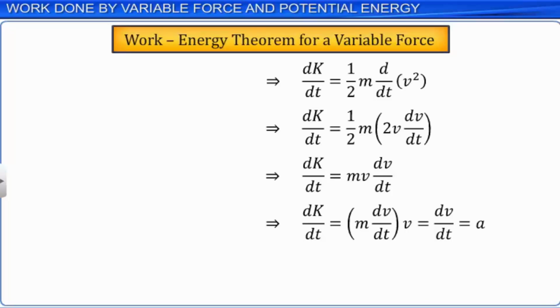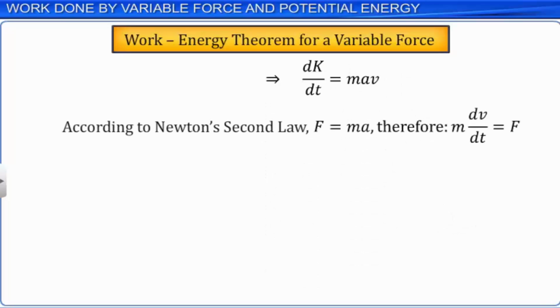On the right side of the equation, we know that dv by dt is the rate of change of velocity, which is the acceleration of the body. Thus, we get dk by dt is equal to mav. However, according to Newton's second law, F is equal to ma. Therefore, we get dk by dt is equal to Fv.